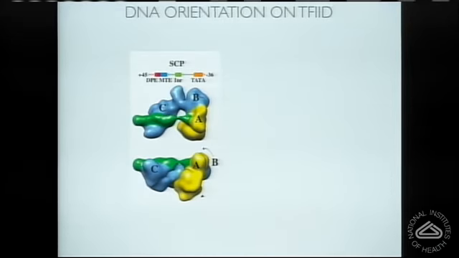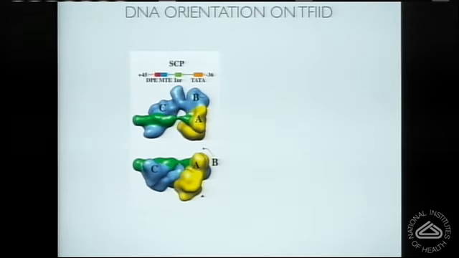So this is one case, again, where we are limited in resolution, but in this case, one of the main questions that we could ask and actually find an answer for is how is the DNA organized within the complex? Okay? What is the upstream and the downstream end? How are the different core promoter elements situated with respect to the protein complex?